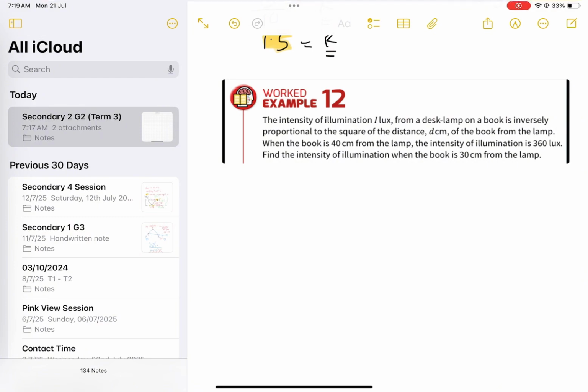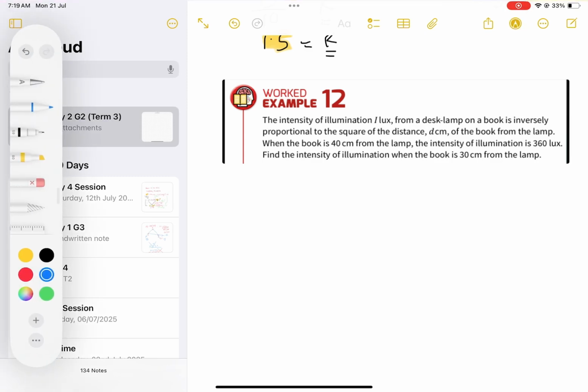From a lamp on the book is inversely proportional to the square of the distance d centimeter. So centimeter is another unit, so don't worry so much. Of the book from the lamp. When the book is 40 centimeter from the lamp, the intensity of illumination is 360 lux. Find the intensity of illumination when the book is 30 centimeter from the lamp.